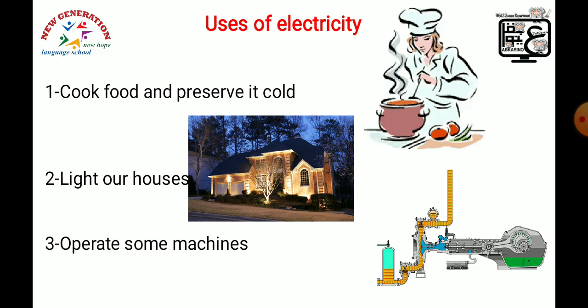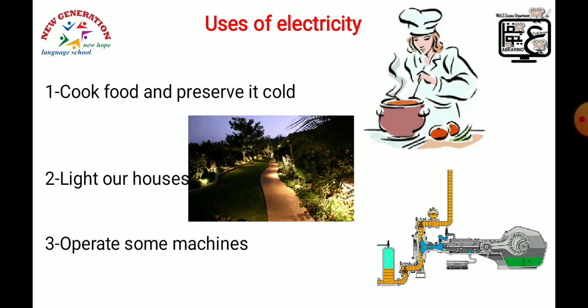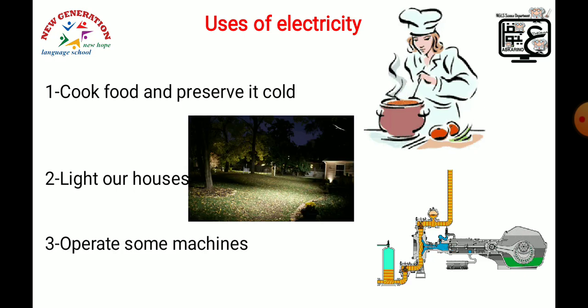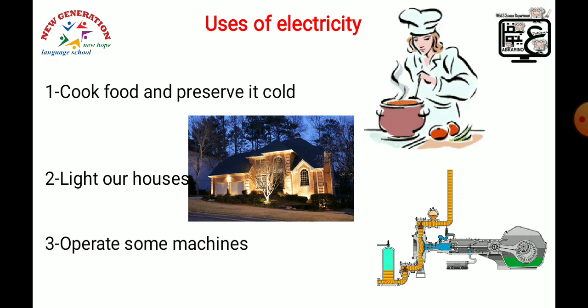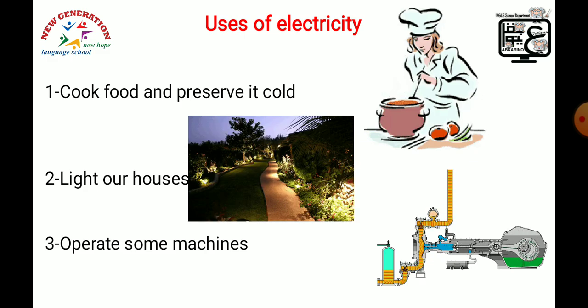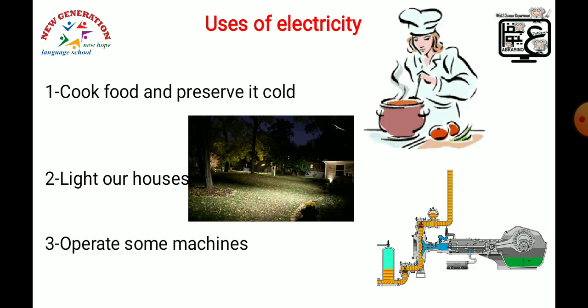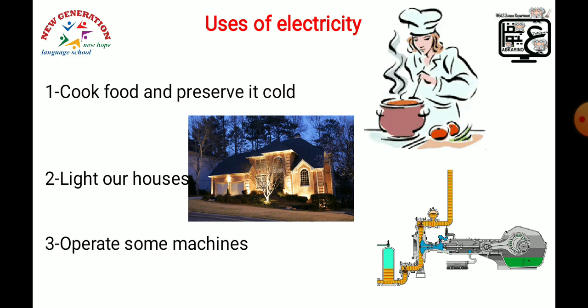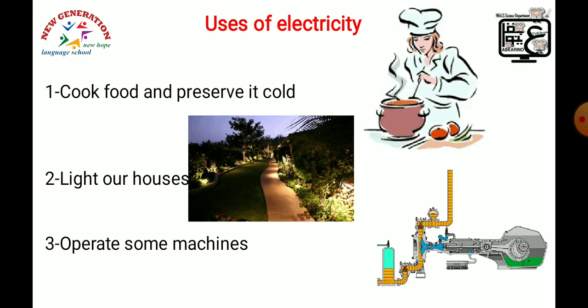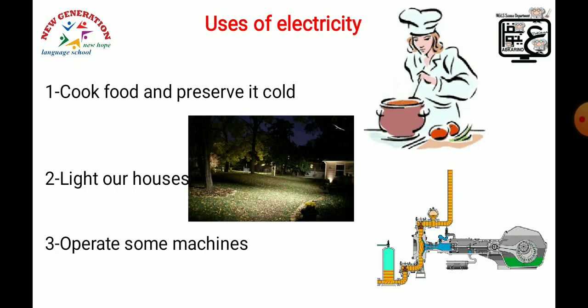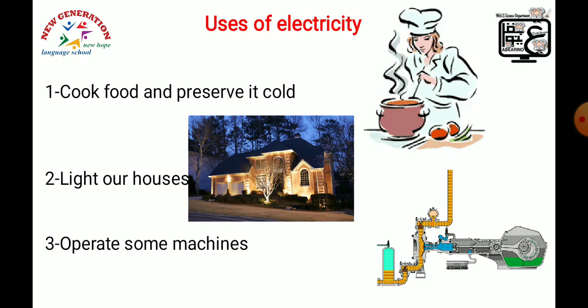Number three, it's used in operating some machines such as radio, televisions, washing machines, and toys. Again, benefits or uses of electricity in our daily life. Number one, it's used to cook food and preserve it cold. Number two, it is used to light our houses, factories, and streets. Number three, it's used in operating some machines such as radios, televisions, washing machines, and toys.